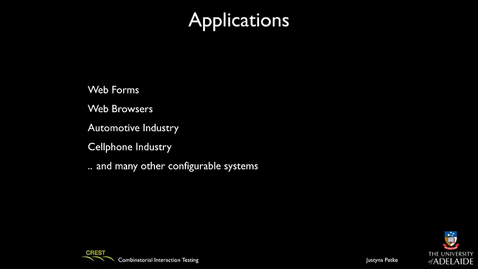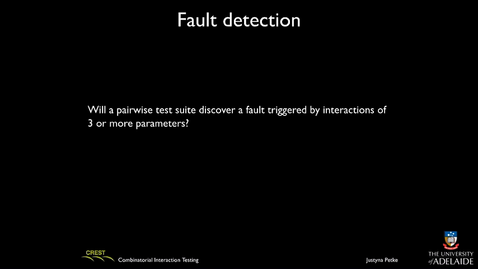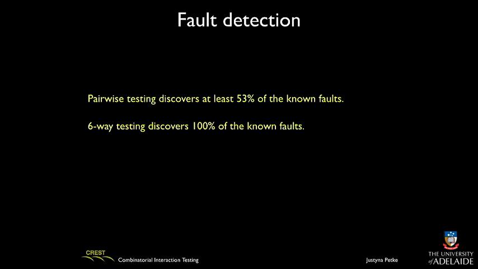And there are many, many more other configurable systems out there. Regarding fault detection, one of the questions that you might ask yourself is, will a pairwise test suite discover any bugs that are the result of 3 or more parameters? Well, it might, but it's not a guarantee.